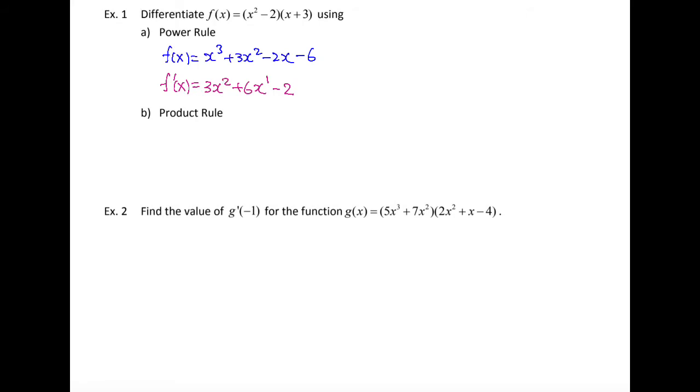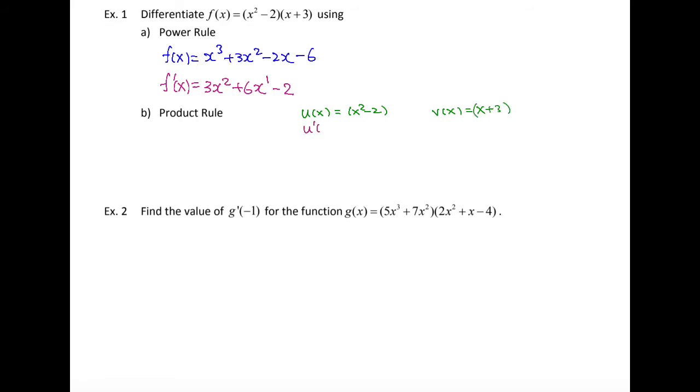Next part, we're going to use product rule to differentiate the same function. In order to use product rule, you have to define your two functions that are being multiplied together. The first function, we call it u(x) = x squared minus 2. The next function will be v, which is x plus 3. And we're going to find the differentiation of each.